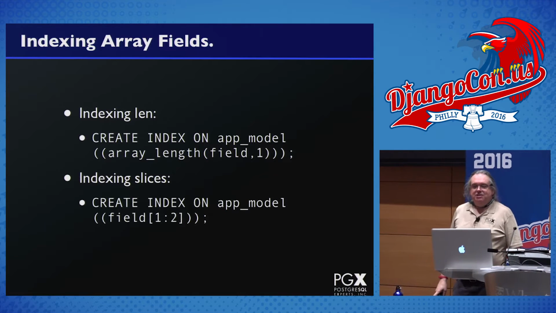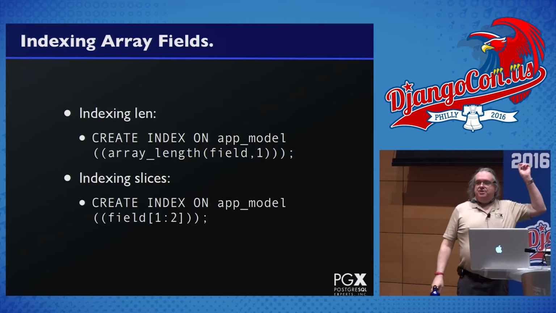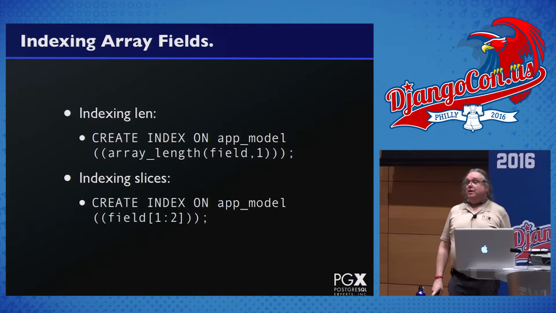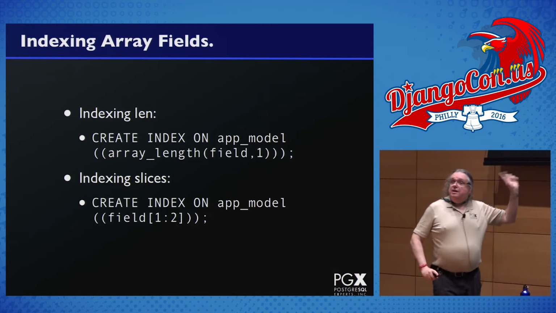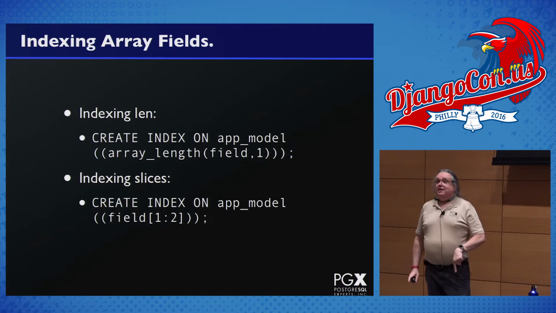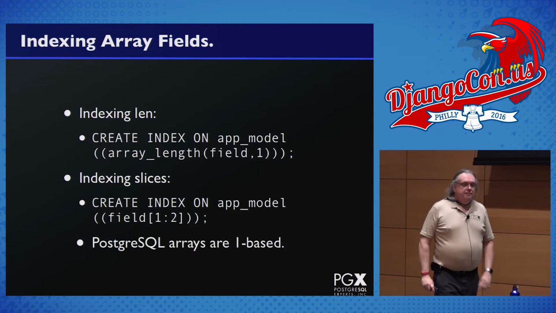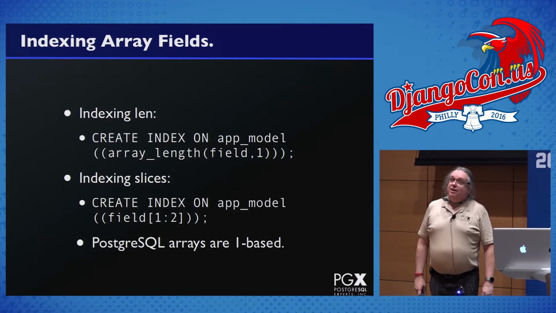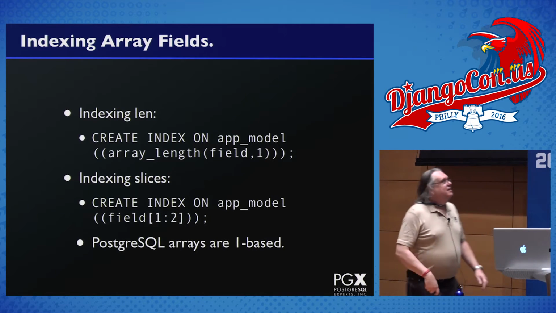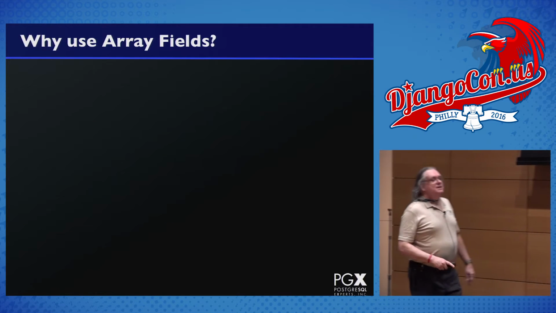And you can index slices. You can also do slices. If, for example, this is something you do a lot, you can create one of these. Postgres is really smart, and when you use this expression in a query, it'll just find that index and use it. Just remember also, Postgres arrays are 1-based, not 0-based, like every other programming language, since, well, Postgres is from the 90s. It was different then.